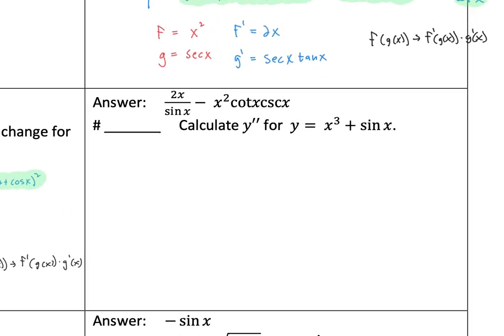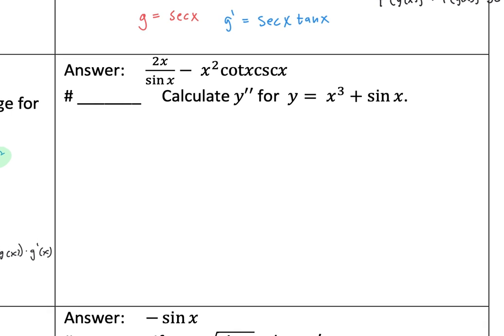Okay, so next one, we want to find the second derivative. First derivative: no chain rule on this one, since it's just an x cubed and just an x in a trig function. So the derivative of x cubed is 3x squared, and the derivative of sine is cosine. Then we'll take the second derivative: the derivative of 3x squared is 6x, and the derivative of cosine is negative sine. Okay, so that's it.